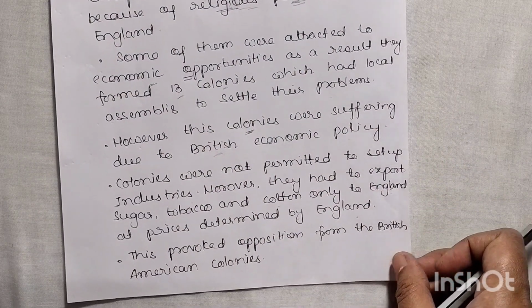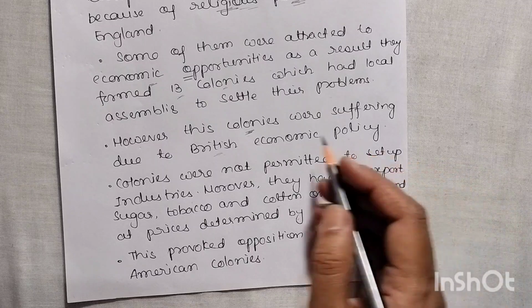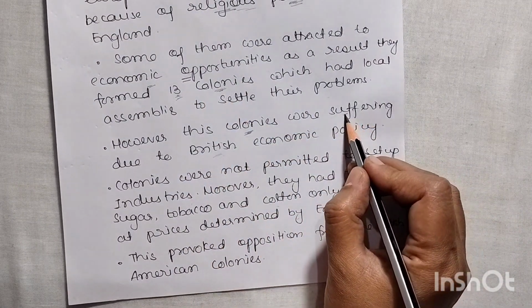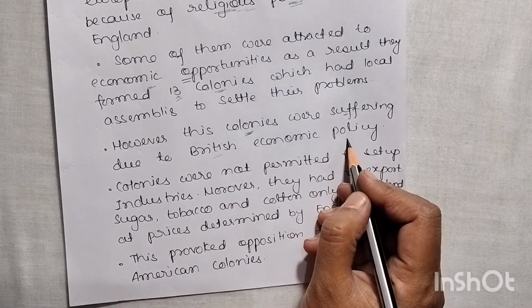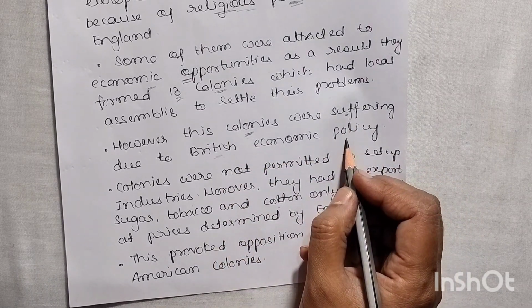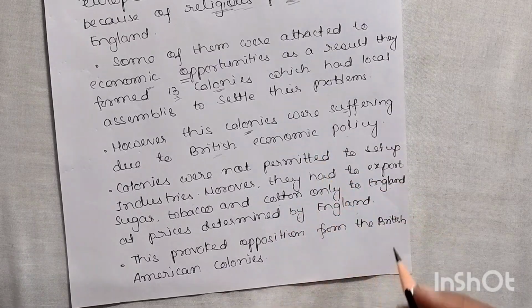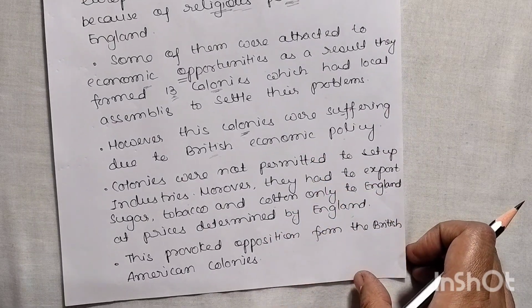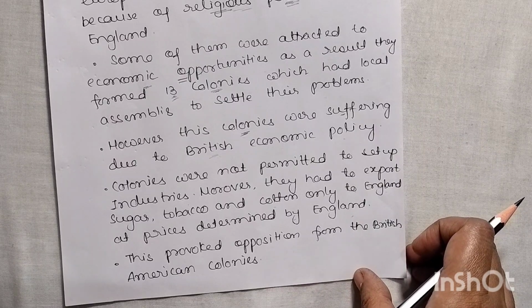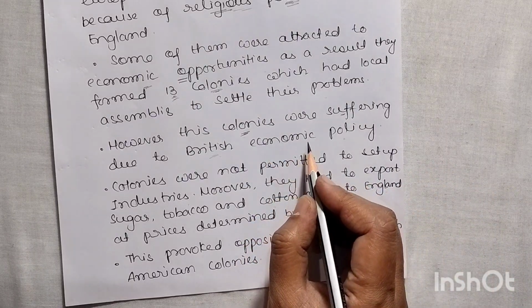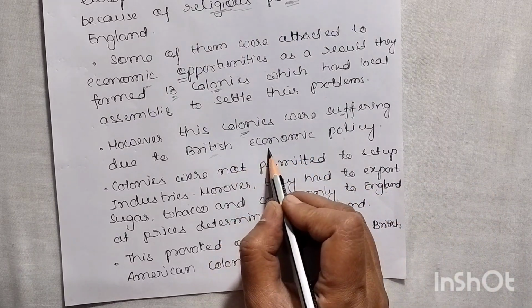However, these colonies were suffering due to British economic policy. Now see, these 13 colonies, the people who were living here, really suffered from the British economic policies. Now, what happened? The British used to restrict the manufacturing. Since it is the main point of manufacturing, they restricted the people from manufacturing. Not only this, they would maximize export and import also. It means they had to do whatever the Britishers said or wanted. The people didn't have the right to do whatever they wanted to do. They had to follow the strict instructions of the Britishers.